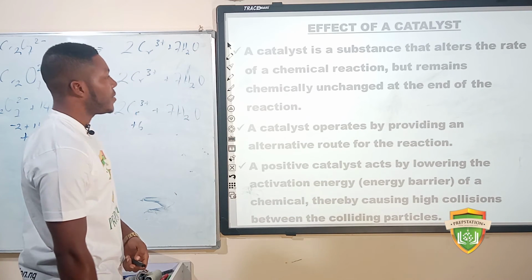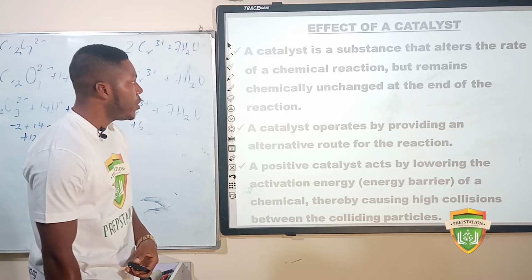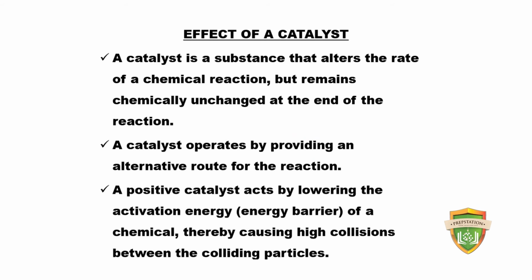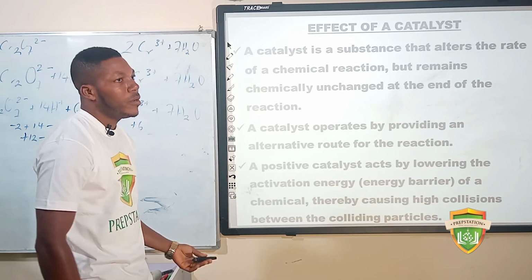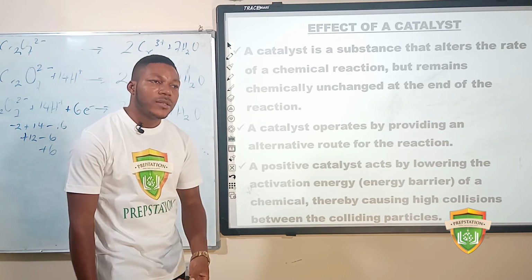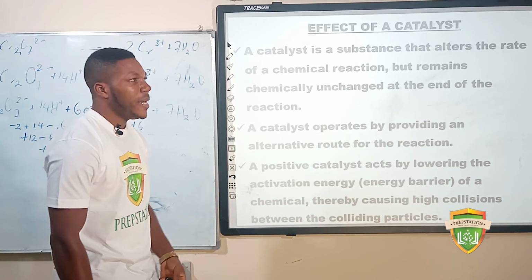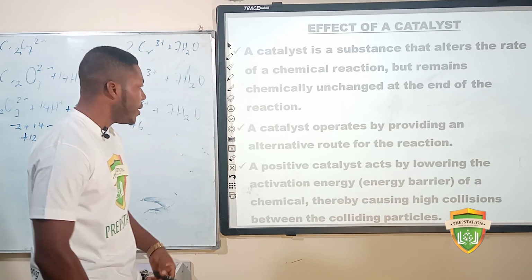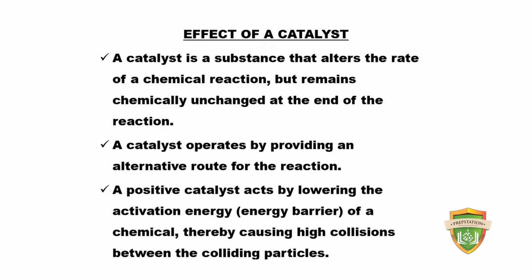Okay, effect of a catalyst. I have defined the catalyst before, but let me do it again. A catalyst is a substance that alters the rate of a chemical reaction but remains chemically unchanged at the end of the reaction. Mind the word chemically. So the nature, the texture, the color of the catalyst don't really matter. It might change, but the chemical content will remain the same. So a catalyst operates by providing an alternative route for the reaction to occur.